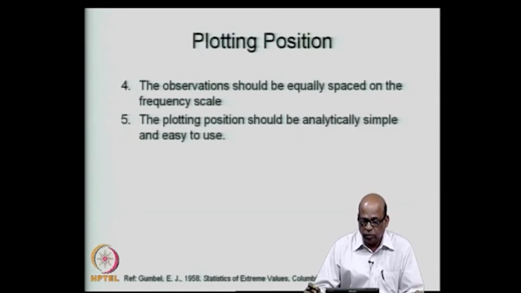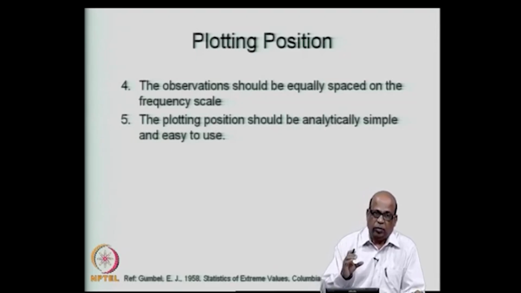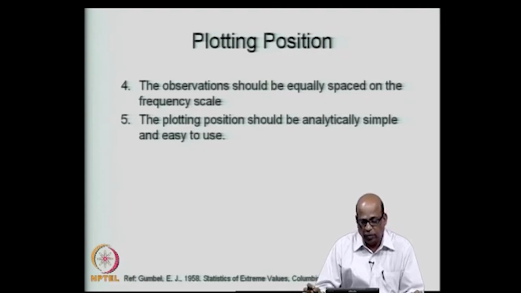Then the observations should be equally spaced on the frequency scale. What do we mean by that? You are saying that this data should map onto that particular distribution, and the distribution of the data themselves in various probability bands must be equal. So, that is what we mean by the observations should be equally spaced on the frequency scale.